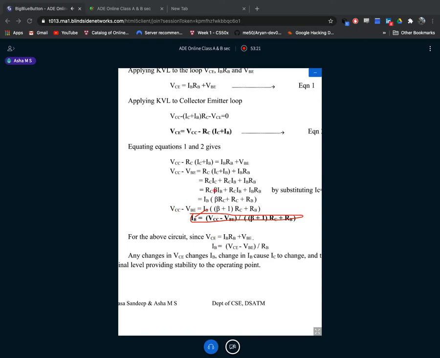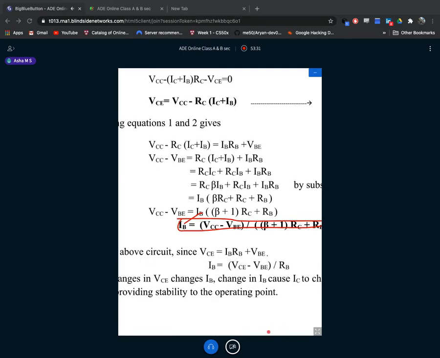We solve for IC as well as VCE. So here you can see there exists a direct relationship between VCE and IB. So what happens here? When does this operating point value change, IC or VCE? When will it change?